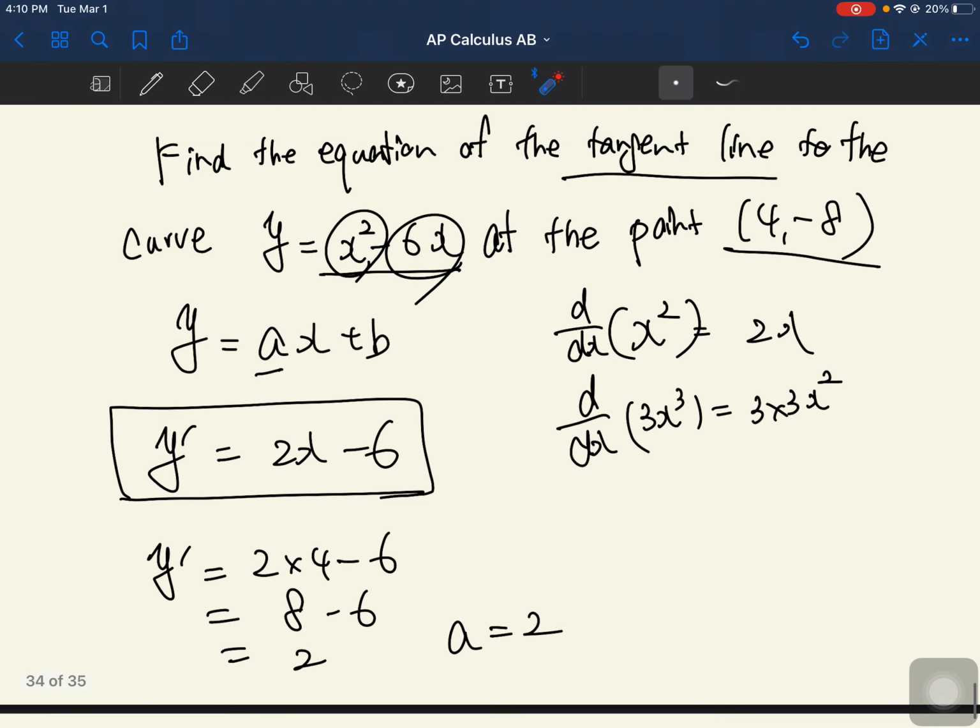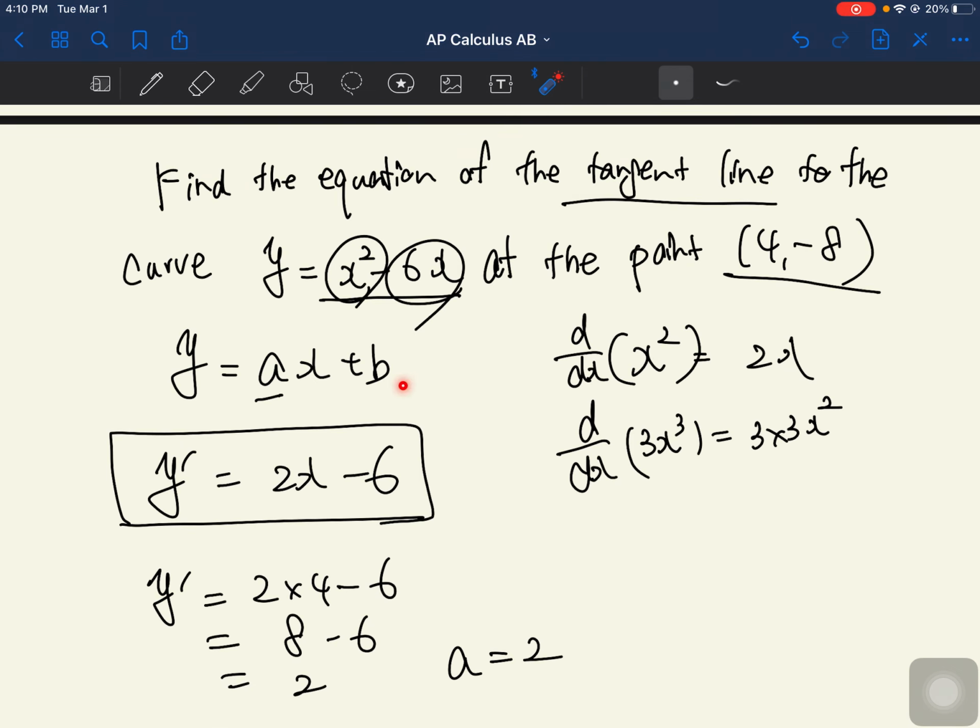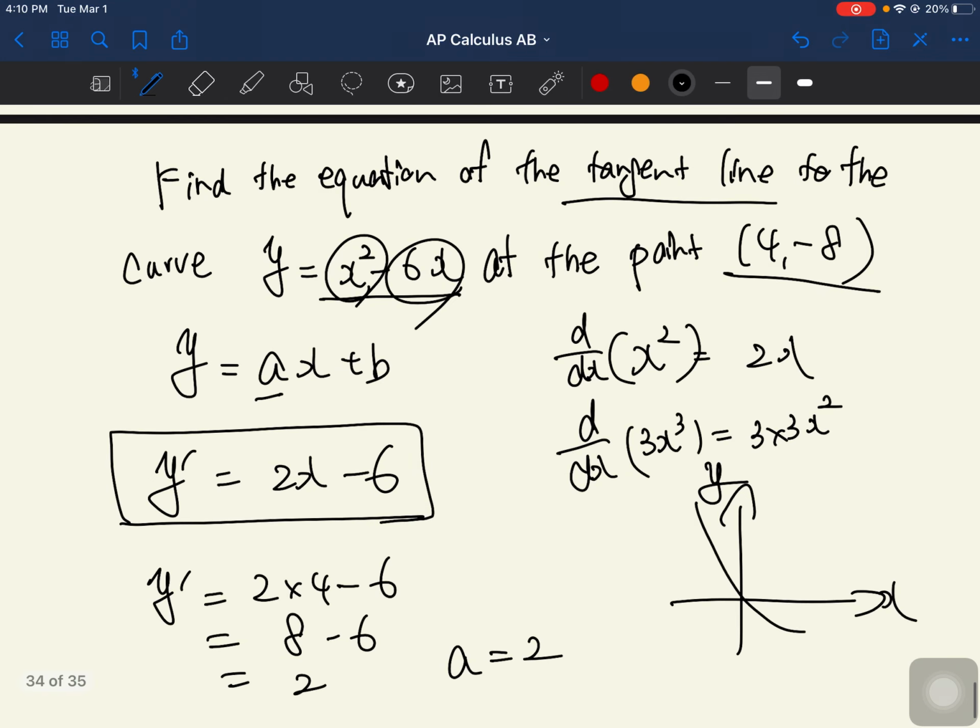That's it. So again, what you have to do is find the equation of the tangent line. You're going to use this function, y equal ax plus b. You can start from whatever you like, but it's easier to find a first, the slope of the line. In this question, you want to find the slope at the point 4, negative 8. If you look at the graph, let me write it randomly, you want to find the slope here.